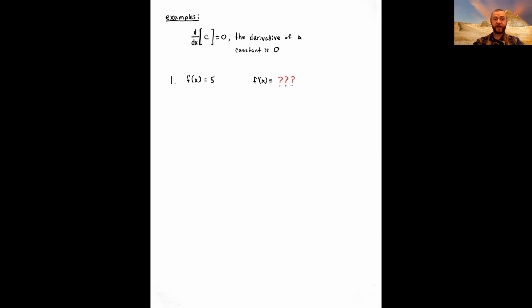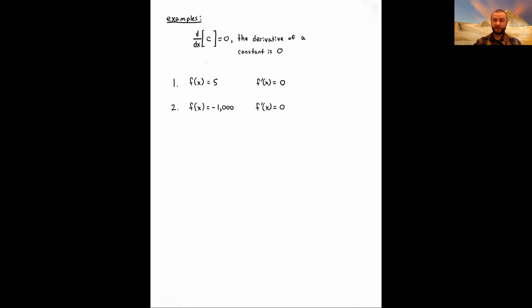All right, let's take a look at some examples. So let's say we have for the first one here, f of x equals 5. Any guess what the derivative is? 5 is a constant. The derivative is 0. All right, let's go to a different constant. Let's say f of x equals negative 1,000. Still a constant function. What's the derivative? 0 again. You can probably see the pattern here.